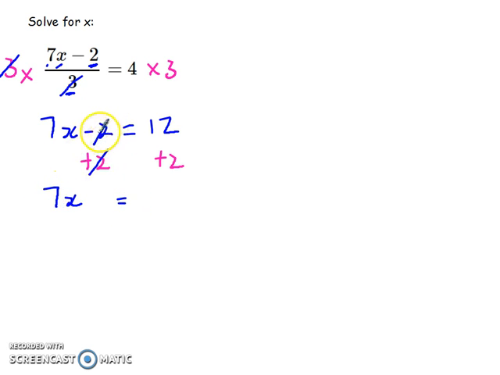7x equals, minus 2 plus 2 have cancelled one another out. Minus 2 plus 2 is 0. 12 plus 2 is 14. Get rid of the 7 by dividing by 7. 7 divided by 7 is 1x. 14 divided by 7 is 2.